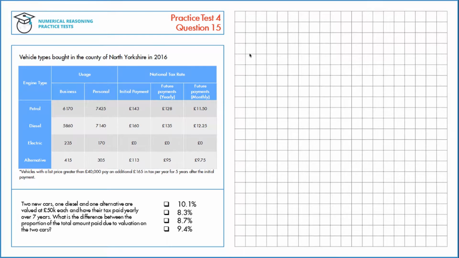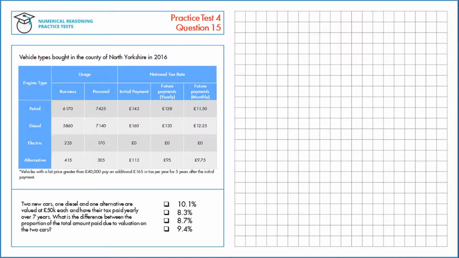Two new cars, one diesel and one alternative, are valued at $50,000 each and have their tax paid yearly over 7 years. What is the difference between the proportion of the total amount paid due to valuation on the two cars? So first, let's calculate the total paid due to valuation. The same for both cars, we'll just have to have tax on top of that as well.